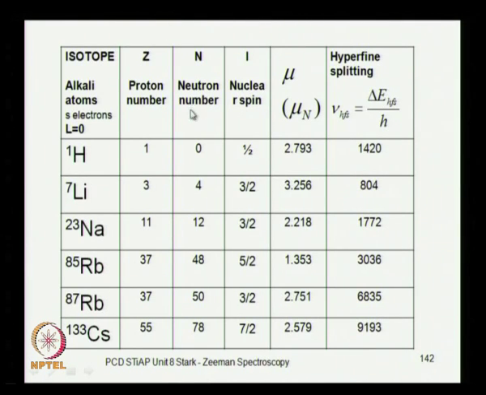Here is a table in which some of the alkali atoms are listed, and you notice that the number of neutrons here is even, so these are good candidates to condense. They have a certain nuclear spin, so you will have the hyperfine structure, and then you can use all the techniques which have been developed to exploit this: the chirping, the Zeeman slowers, the evaporative cooling, the optical molasses and so on, and you can get a Bose-Einstein condensate.